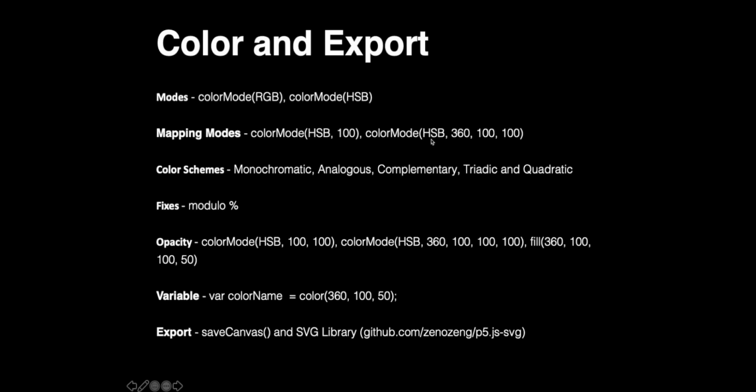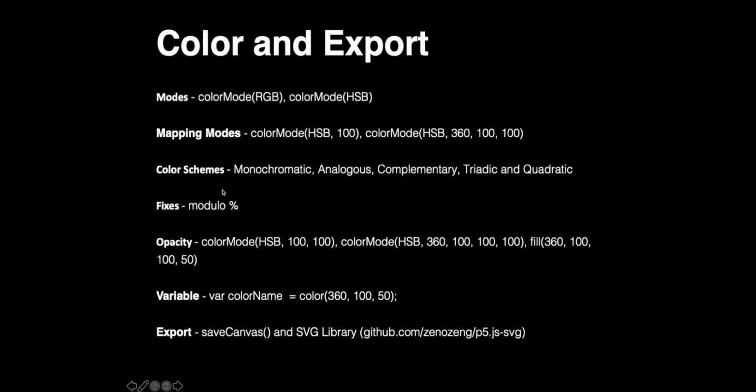It would make a lot more sense for hue to be a range between 0 and 360 because it's a full circle that we're working with. For saturation and brightness, it's more of a percentage, so it makes more sense to go from 0 to 100 and the range in between.